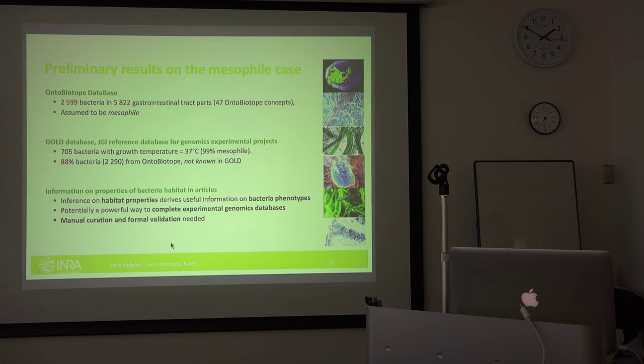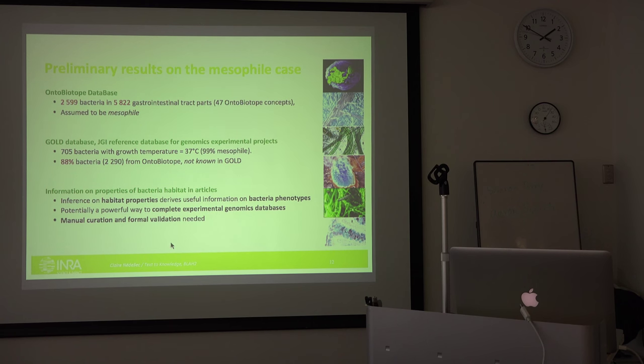Our expectation at the beginning was just to evaluate our assumption compared to GOR, but finally we couldn't, because there was so little information in GOR that we couldn't do anything with this mesophile phenotype. So finally our conclusion is that this is potentially a powerful way to complete the experimental genomic database, this kind of deduction that we do from the temperature of the habitat to the phenotype of the bacteria.